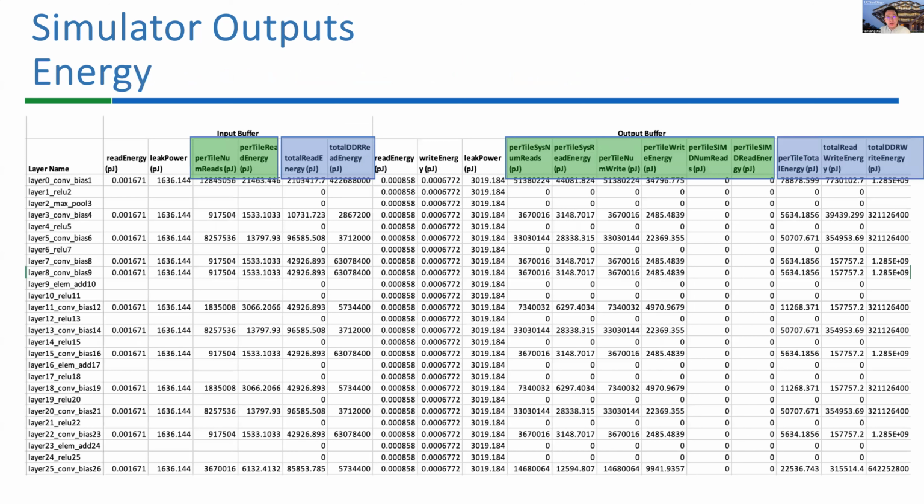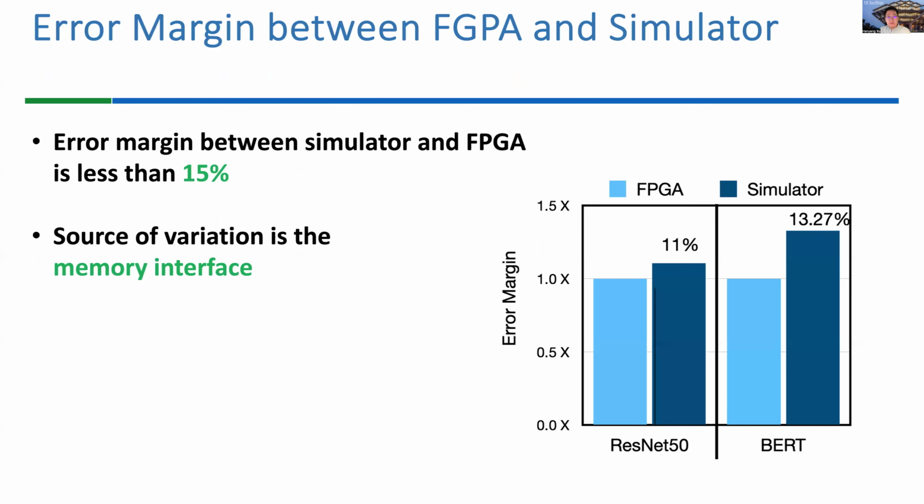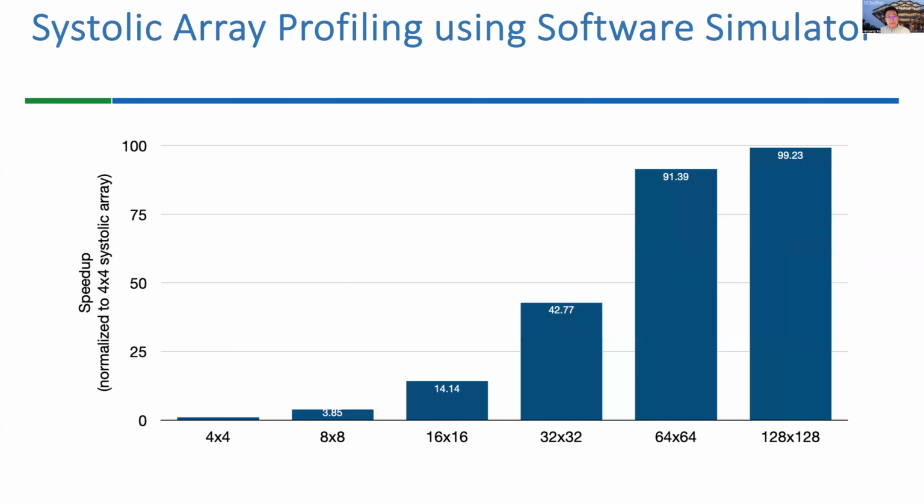Finally, the simulator counts the number of reads and writes to buffers, as the green box highlights, and uses that information to calculate the read and write energy, as the blue box highlights. We verify the software simulator against real hardware runs, and the error margin is less than 15%. The main source of the error is from memory cycles, which are more difficult to model.